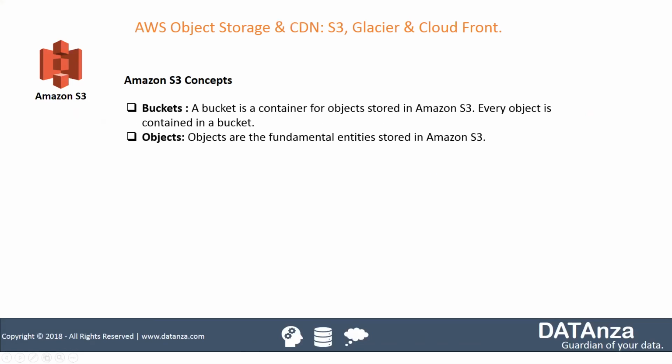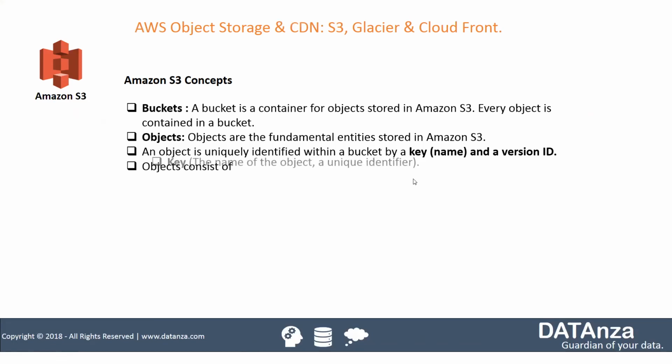So these objects are nothing but the fundamental entities that are stored in Amazon S3. What do you mean by this fundamental entity? As we discussed, it is going to be a simple file like a Word file, a music file, or a video file. But how this object is tracked, named, or identified within a bucket is done by something called a key. A key is nothing but a name, and there is a version ID. So what is this object name or identifier consisting of?